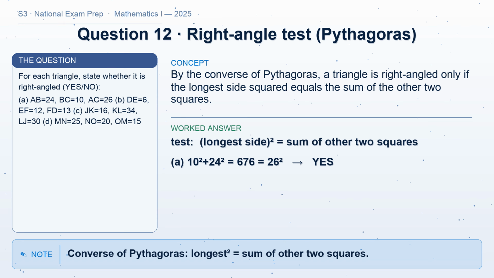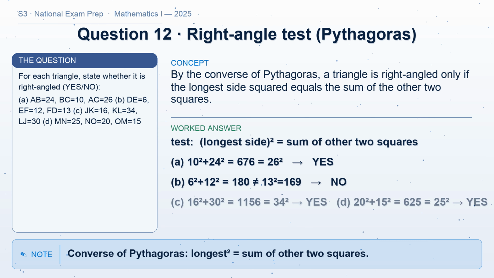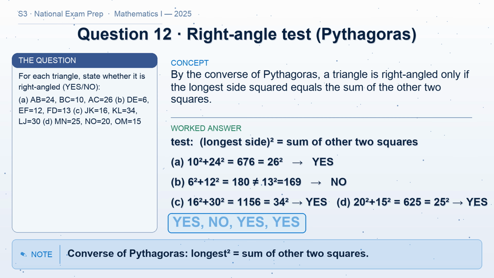For B, 36 plus 144 is 180, but 13 squared is 169, so no. For C, the two smaller squares add to 1156, which is 34 squared, so yes. And for D, 400 plus 225 is 625, which is 25 squared, so yes. So the answers are yes, no, yes, yes.